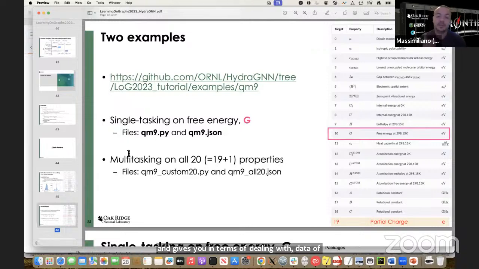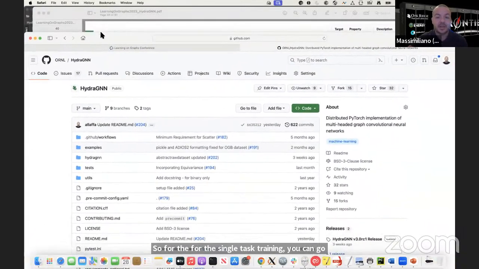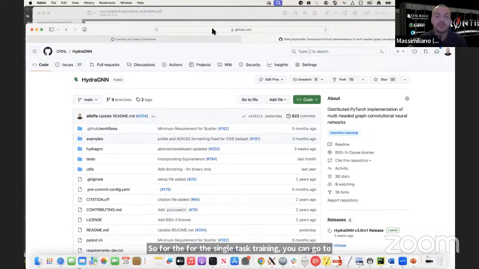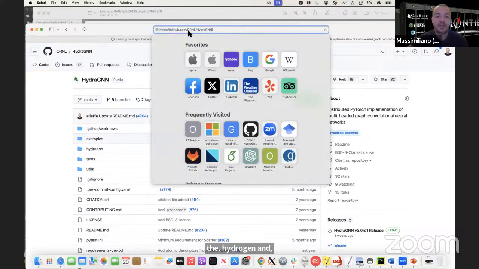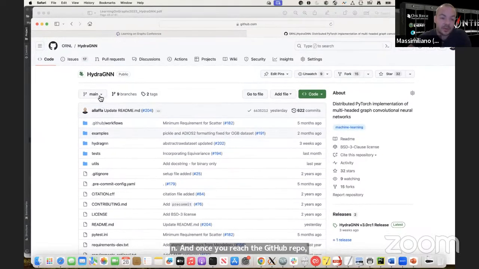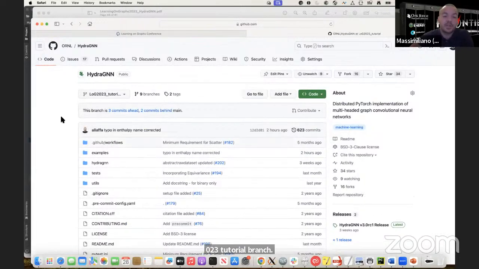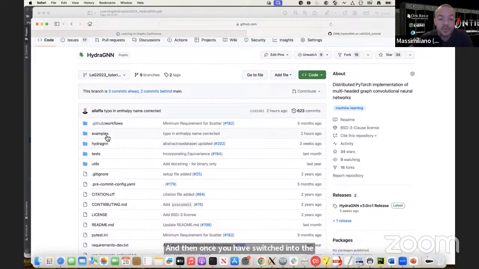So for the single task training, you can go to the HydrogenNN repository. The website is github.com/ORNL/HydrogenNN. And once you reach the GitHub repo of the Oak Ridge National Laboratory, you can select the LOG 2023 tutorial branch. And then once you have switched into the LOG 2023 tutorial, we are going to move into examples.